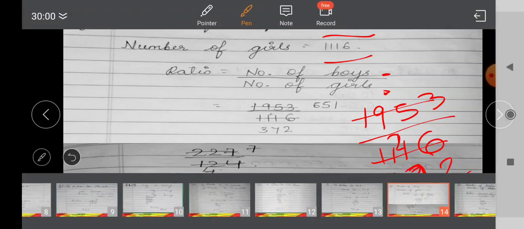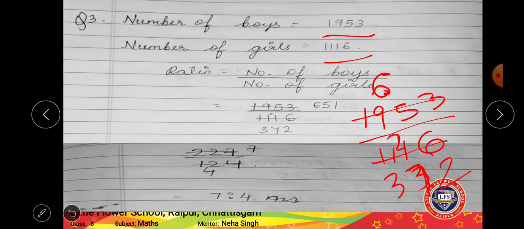Here 3 6s are 18, 3 8s are 24, 3 5s are 15 and 3 1s are 3. What are we getting? 651 upon 372. Again, will it be divisible by 3? Yes, sorry, 3 2s are 6, 3 1s are 3, 3 7s are 21, right?